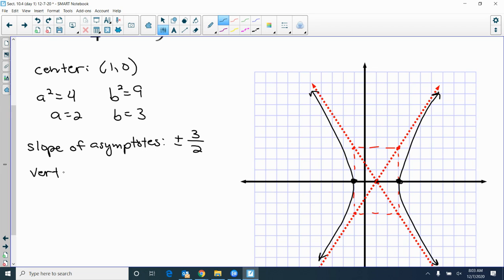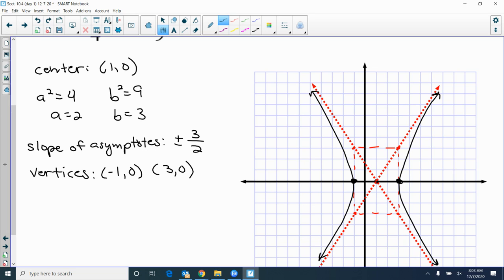So what are my vertices? Those are your 2 vertices. Those are 3, 0, and -1, 0. So I'm going to put -1, 0, and I'm going to put 3, 0. All right, our foci. We need to figure out where those are. We got to graph those.